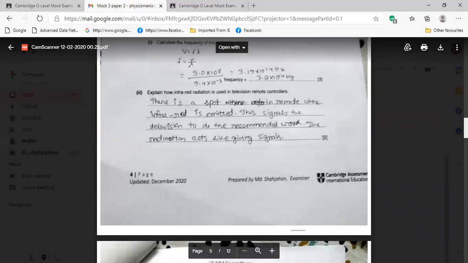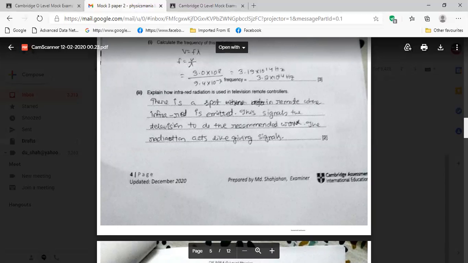Explain how infrared radiation is used in television. There is a spot in the remote where infrared signals go into the receiver. The radiation acts like giving signals. Actually, the infrared radiation is converted to electric signal in the TV, right?